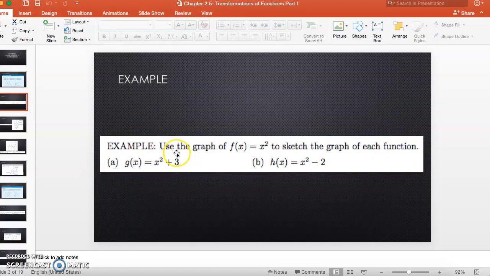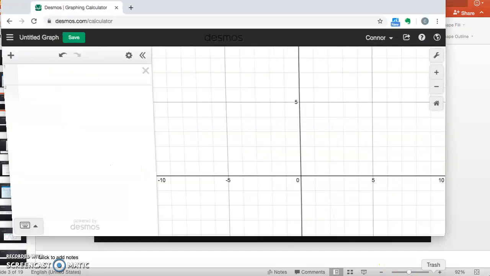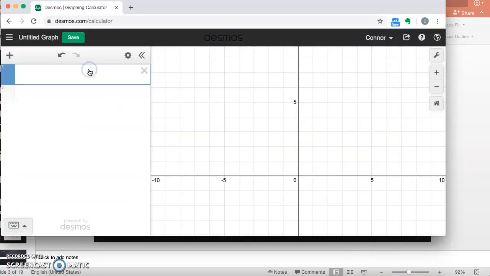Now, let's look at an example of these. Let's say we have these two examples. Let's say that we have a function x squared, and we want to graph both these functions: g of x is equal to x squared plus 3, and h of x is equal to x squared minus 2. Now, our original function was just f of x is equal to x squared. So let's go and graph this real quick, and let's just graph our x squared.